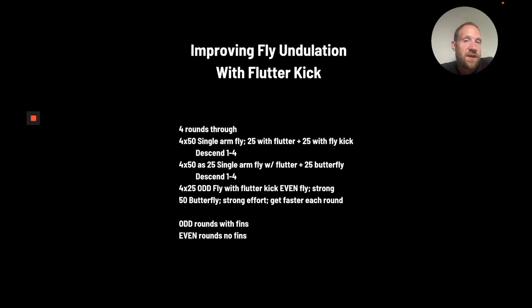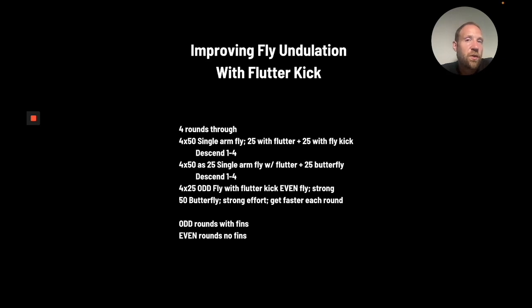The next set of 50s is similar. We're going to go 25 single arm with flutter kick and then right into a 25 fly swim. So that way now they're trying to incorporate the same skill into full stroke butterfly. The next, we're going to go 4 25s. Odds are fly with flutter kick, evens are fly swim. They are strong effort. Again, we're trying to incorporate that same skill, that same feeling of swimming flat through the surface into the regular full stroke butterfly.